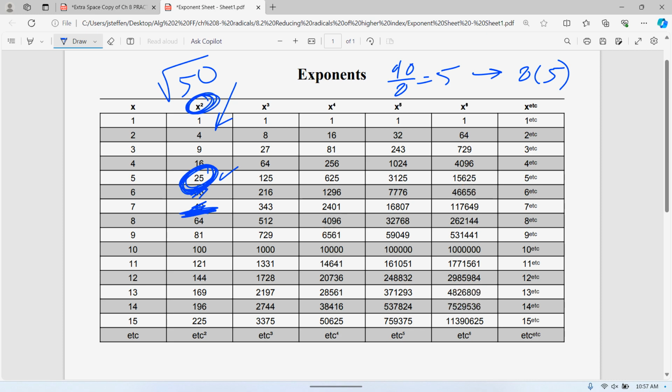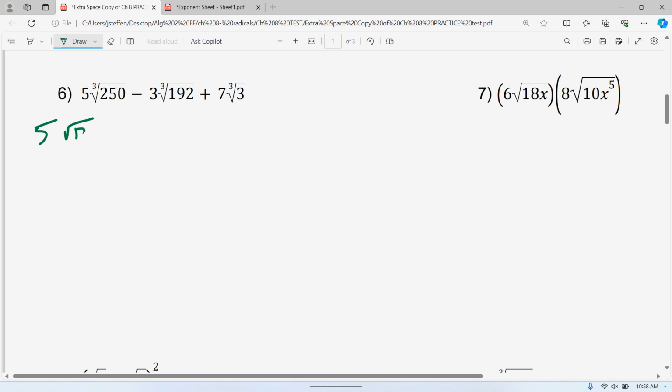So if you use your exponent sheet, we're dealing with the third column. So 250 would be right here. 216 doesn't work, but 125 does. So it's 125 and 2. So 125. If you want to go ahead, I have the third root of 125 is 5.